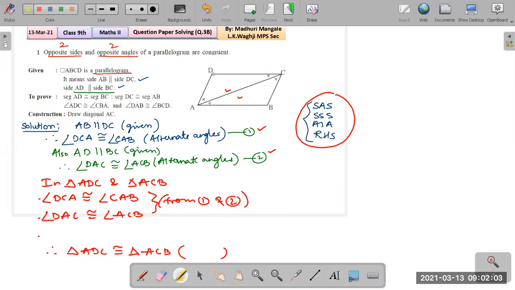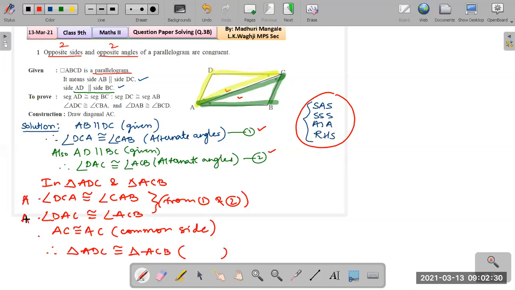Now just look at the diagram carefully. This is triangle ADC and the other one is triangle ACB. Clearly you can see these two sides overlap, right? That is the common side. So we can say that AC is congruent to AC. How? By common side. That side is common to both the triangles, and therefore we have got three parts. Which are these three parts? The first is angle, second is angle, and third is side, correct? So in between those two angles there's the side.